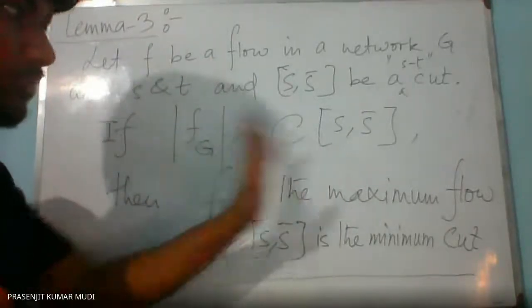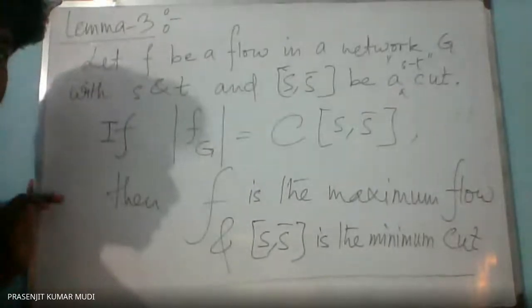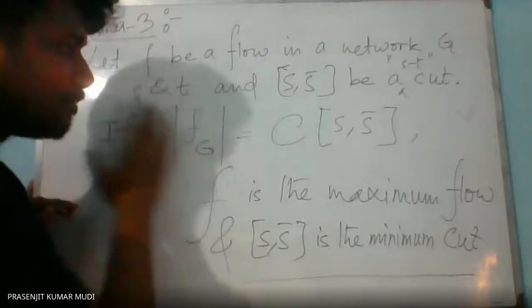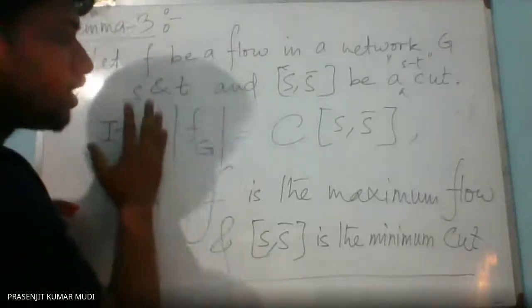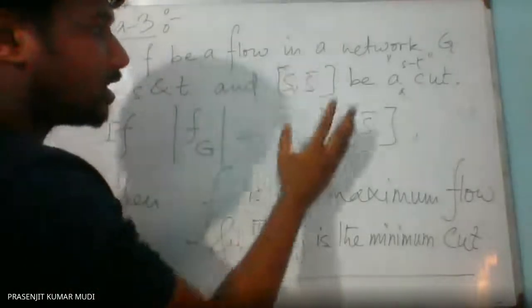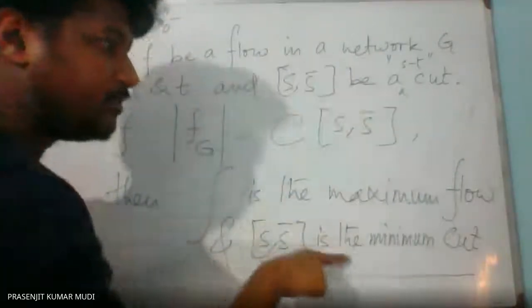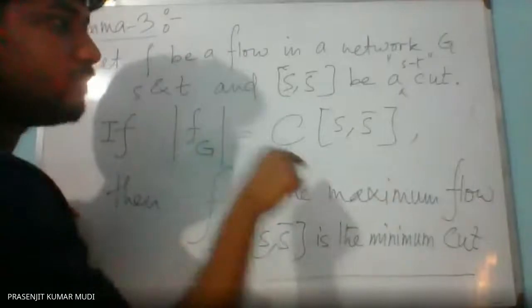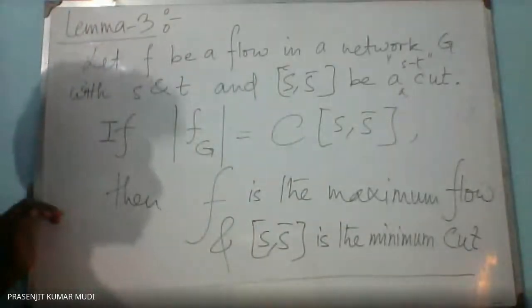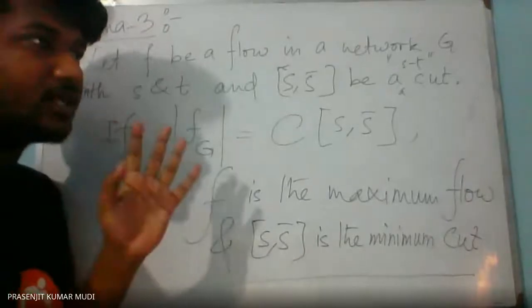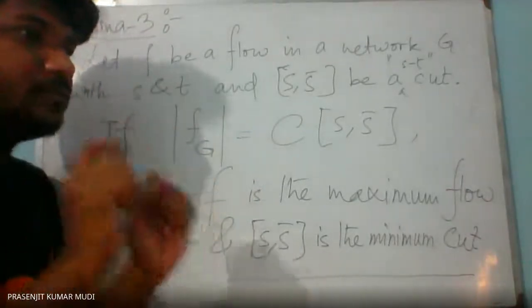You can compute both of these, and then you can come to a situation where the flow of the network becomes equal to the cut capacity corresponding to a cut. Then that cut will be the minimum cut, and this flow will be the maximum flow. So this theorem gives us a way to find the minimum cut.